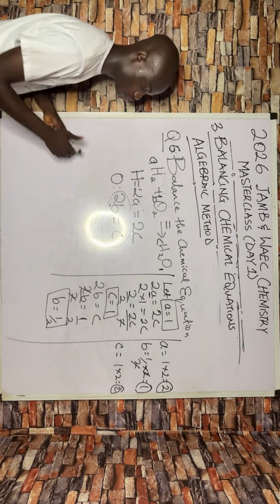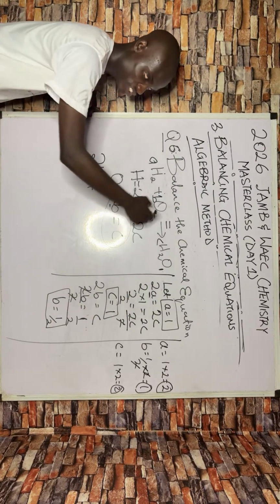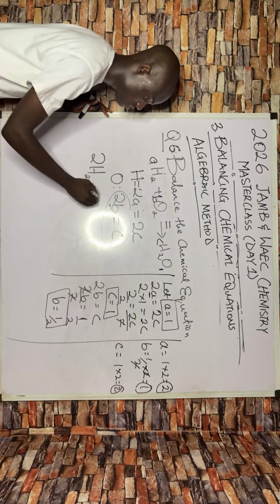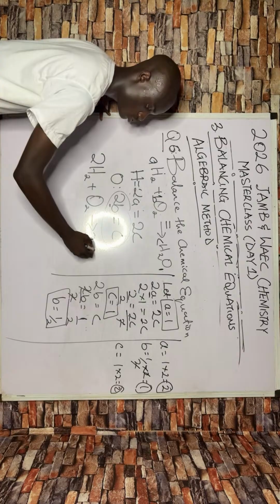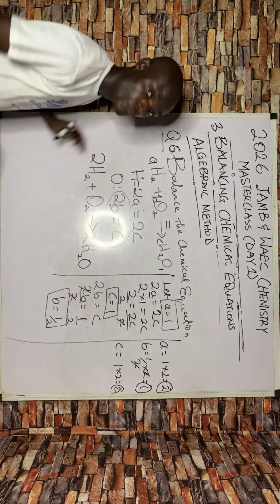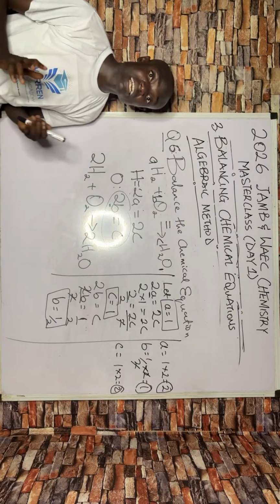Now A is 2, so it's going to be 2H2, plus B is 1, so you don't need to write the 1. So let's write O2. And then C is 2, so it's going to be 2H2O. So this is how we can balance a chemical equation.